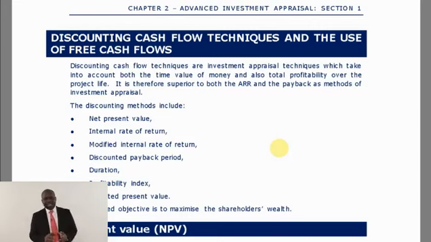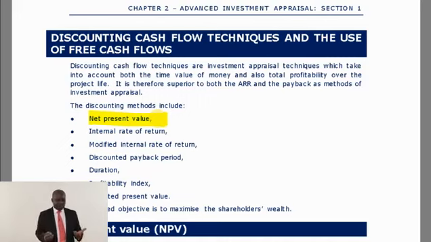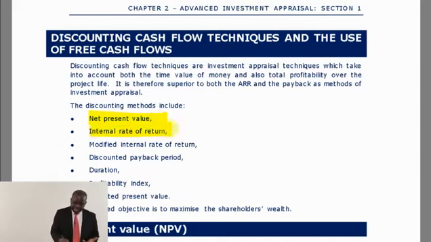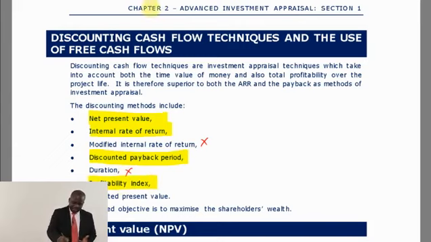So the discounting techniques will take into consideration the time value of money. And those techniques that we would have to be learning under our P4 syllabus are the net present value, which most of us have met before; internal rate of return, we've also met before; modified internal rate of return, most of us haven't seen; discounted payback, we've met before; duration, we haven't; profitability index, we've met it before; and then adjusted present value, we haven't actually met it before, I mean, from F9 level.